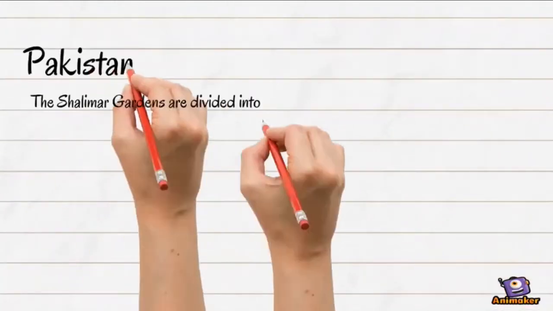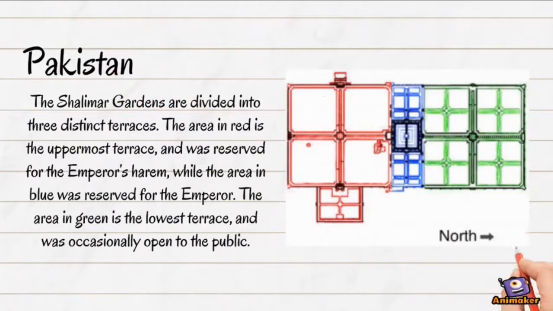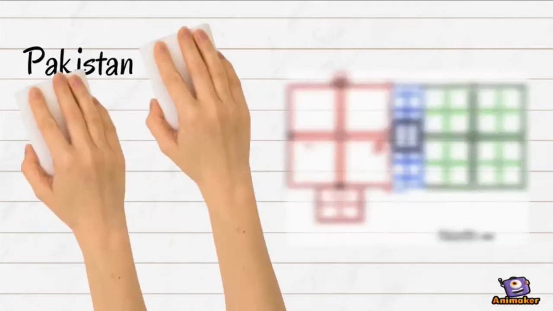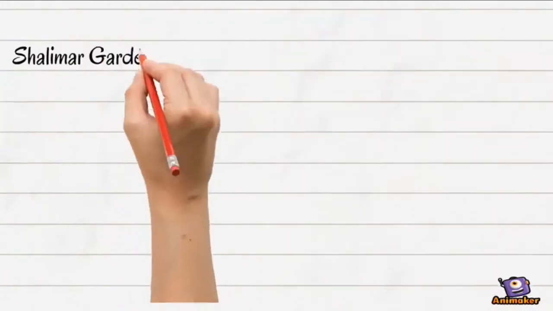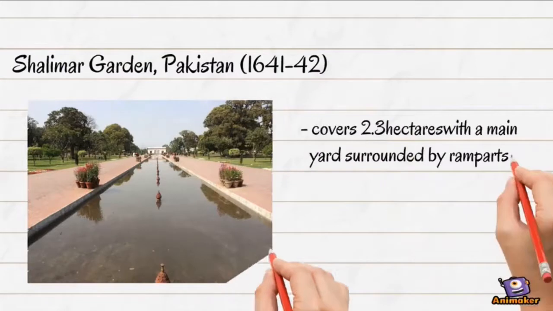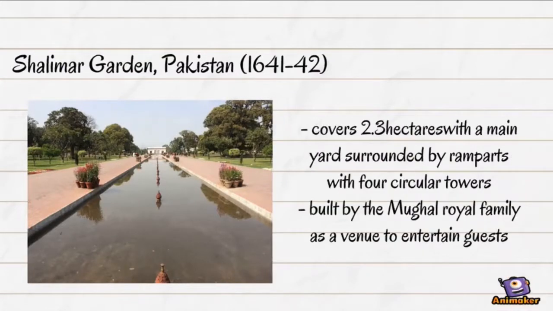Pakistan. The Shalimar Garden are divided into three distinct terraces and was reserved for the emperor's harem while the area in blue was reserved for the emperor. The area in green is the lowest terrace and was occasionally open to the public. It covers 2.3 hectares with a main yard surrounded by rampart.